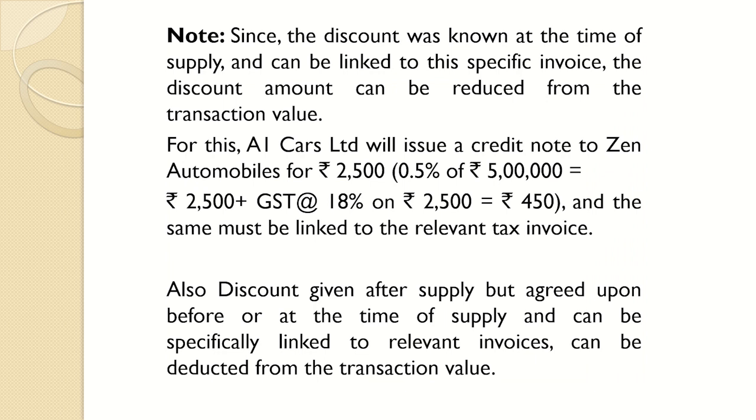Now, since the discount was known at the time of supply and it can be linked to the specific invoice, the discount amount can be reduced from the transaction value. Now, for this, A1 Cars Limited will have to issue something called a credit note. I hope all of you understand what a credit note is, to Zen Automobiles for rupees 2,500. As I told you, 0.5% on 5 lakh is equal to 2,500, plus the GST amount on this is also to be deducted, that is 450, and the same must be linked to the relevant tax invoice.